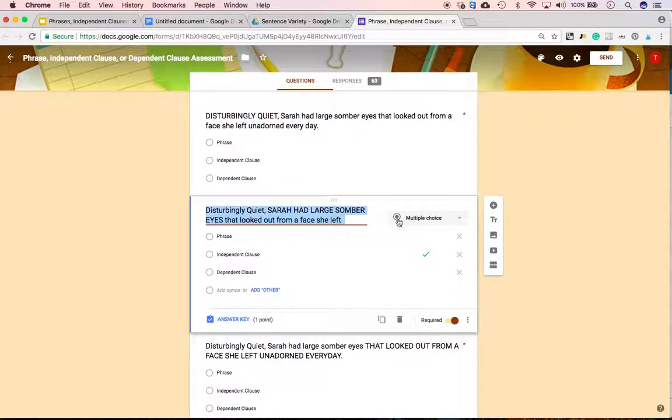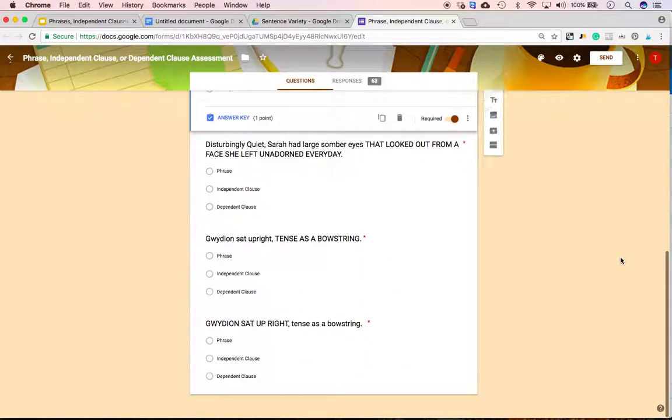And that means that the answer is a phrase. Now this second part, again, let's just read and focus on the all caps. Sarah had large, somber eyes. Now, is there a subject and verb in that? The verb is had. Who or what is doing the having? Sarah. So yes. Does it start with a whiz bus word? No. It's an independent clause. See if you can try number 3.